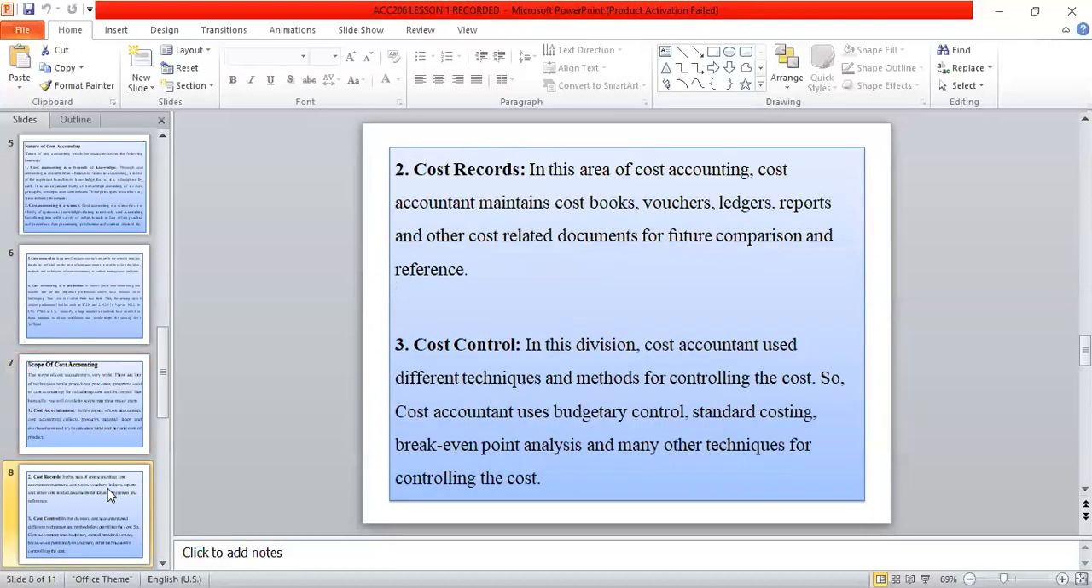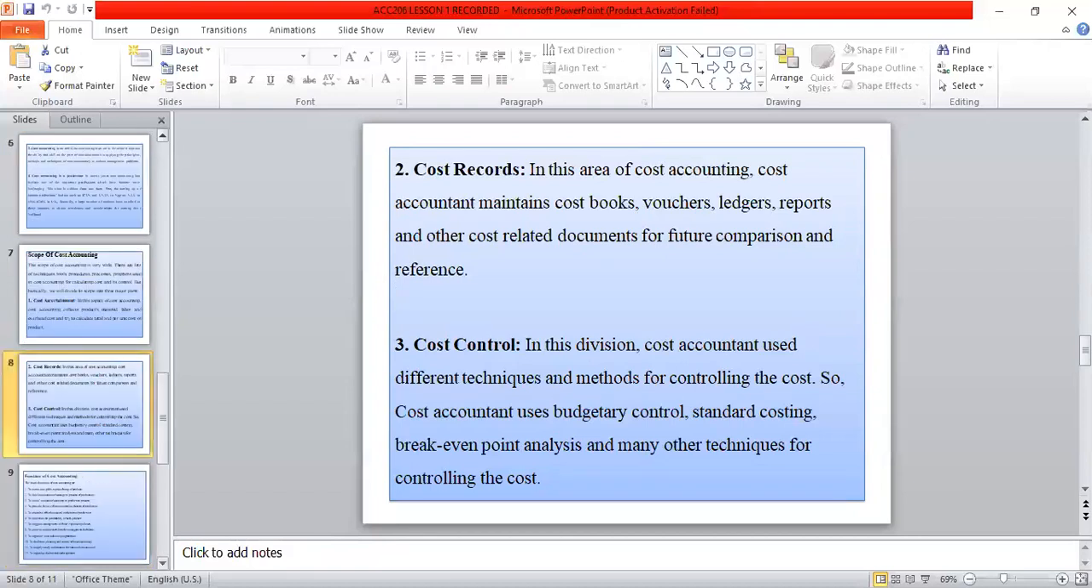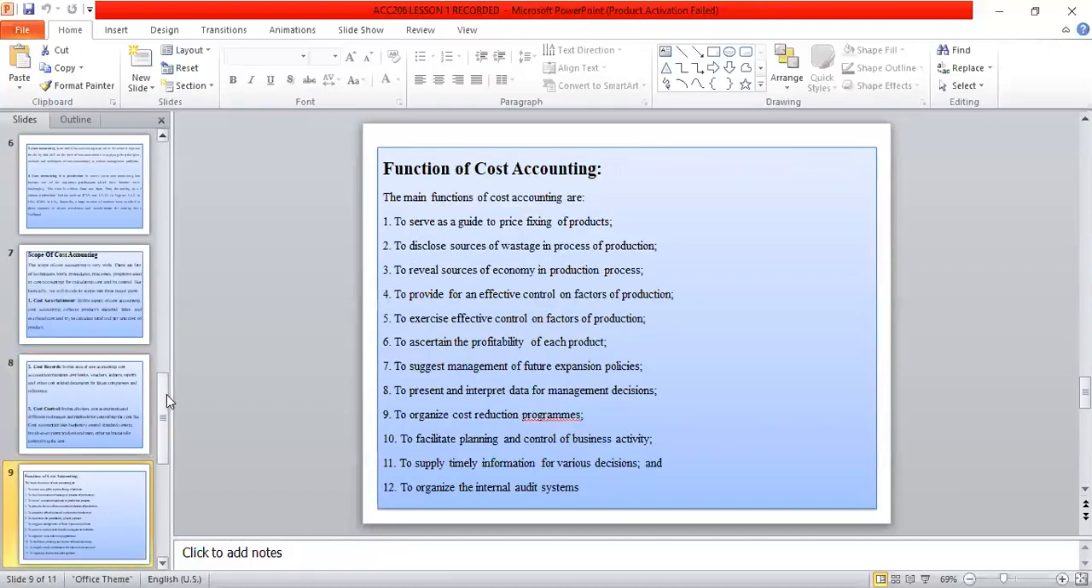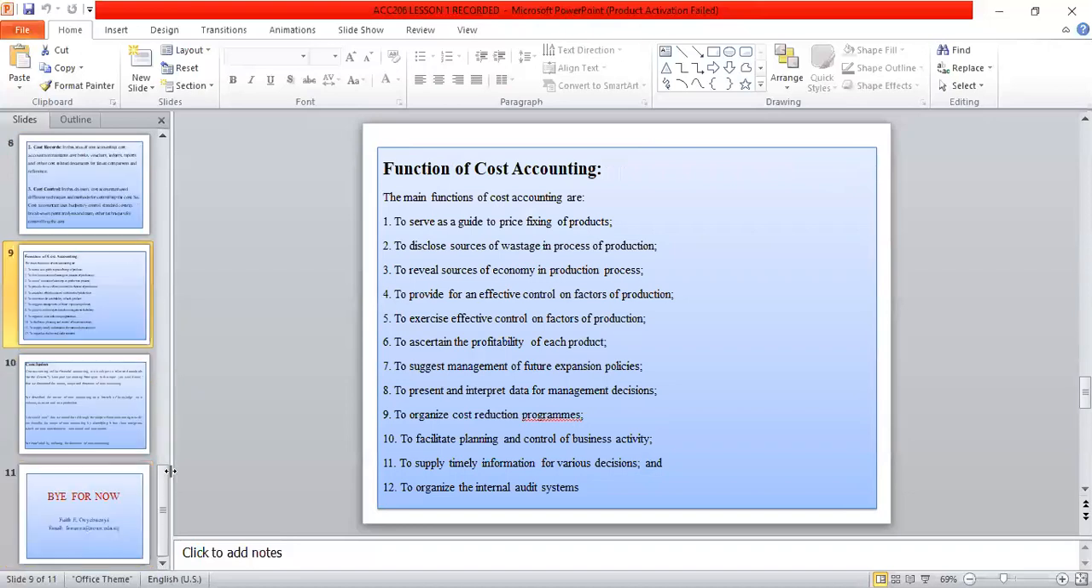Cost records. In this area of cost accounting, cost accountants maintain cost books, vouchers, ledgers, reports, and other cost-related documents for future comparison and reference. Cost control. In this aspect of cost accounting as a scope, cost accountants use different techniques and methods for controlling cost, like budgetary control, standard costing, break-even point analysis, and many other techniques. Now, let us look at the various functions of cost accounting.